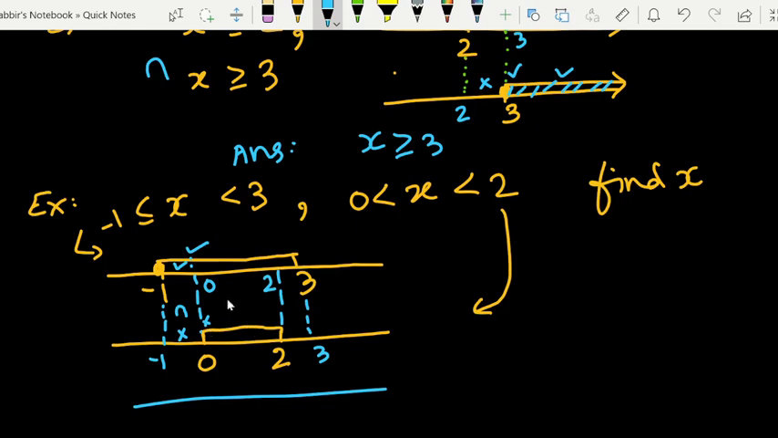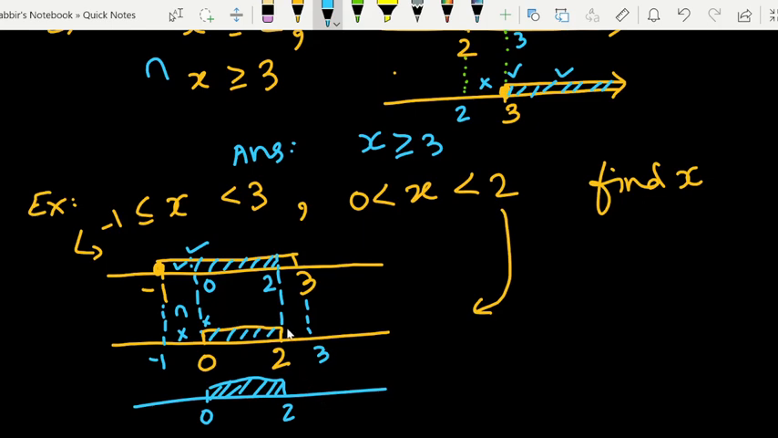Now moving further, 0 to 2 values are present in both. As you can see, 0 to 2 means both excluded, 0 and 2 are not included. 0 to 2, all the values between 0 and 2, they are included. So 0 I won't take, 2 I won't take, and 0 to 2 values are included, so they will be part of their intersection, guys.